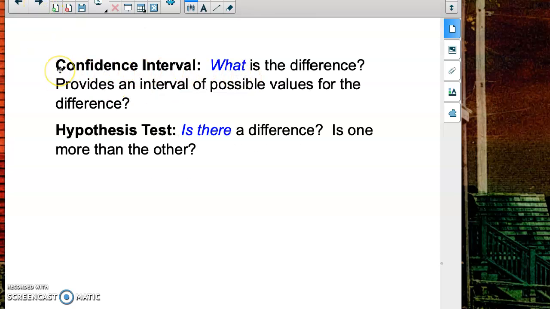So in section 8-3, we compared two proportions using a confidence interval. A confidence interval answers the question, what is the difference? And it provides an interval of possible values for that difference. A hypothesis test, on the other hand, just answers the question, is there a difference? Is one proportion more than the other?